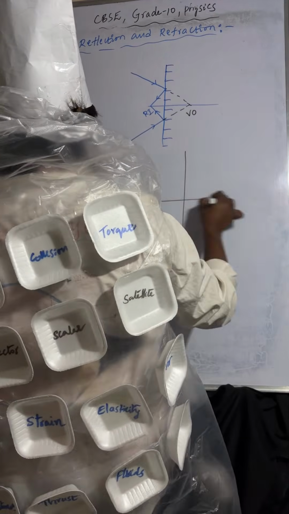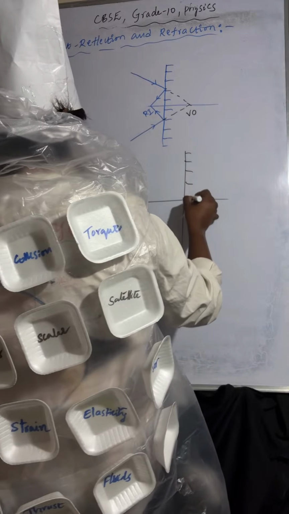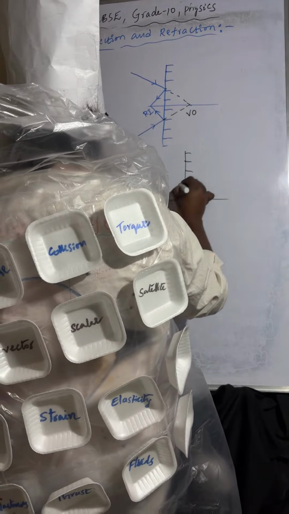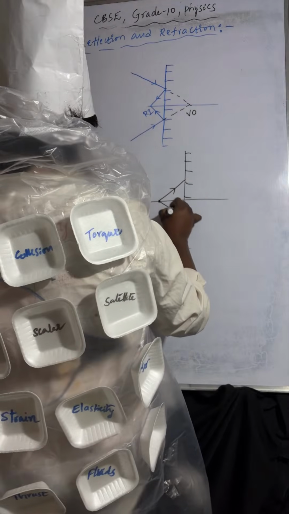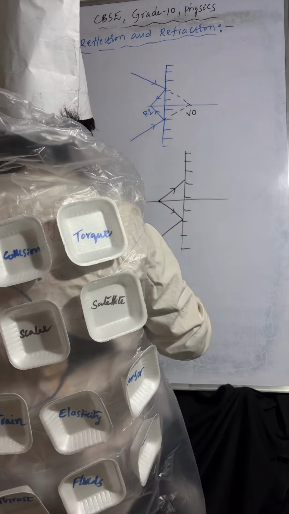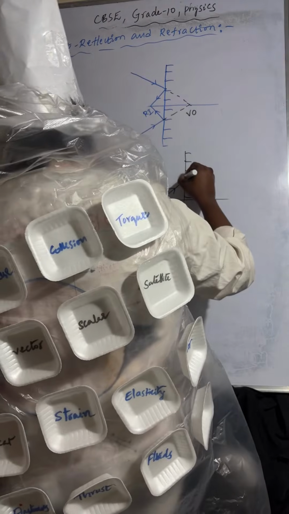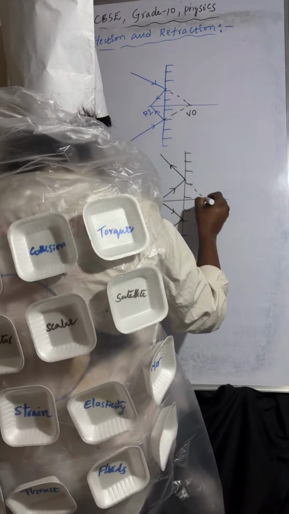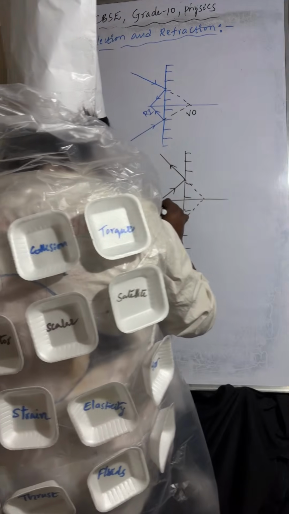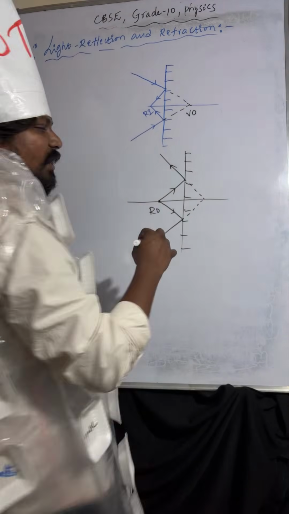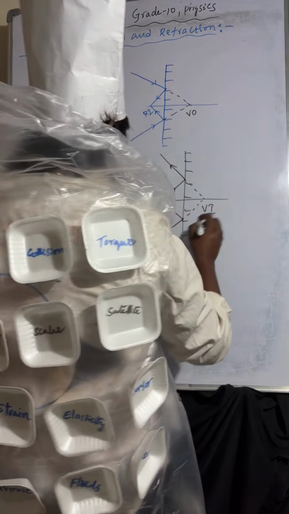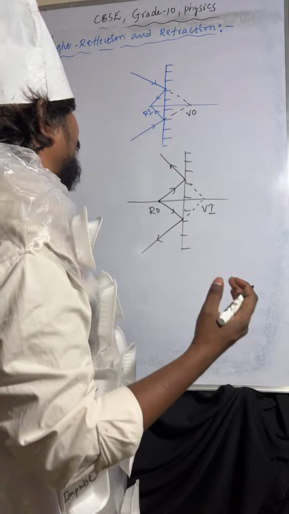And the next one. From this point, light rays are coming. After reflection, if you extend these light rays, this is the real object, and this is the virtual image. Real object and virtual image.